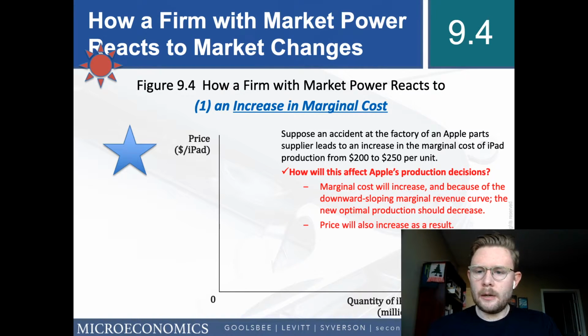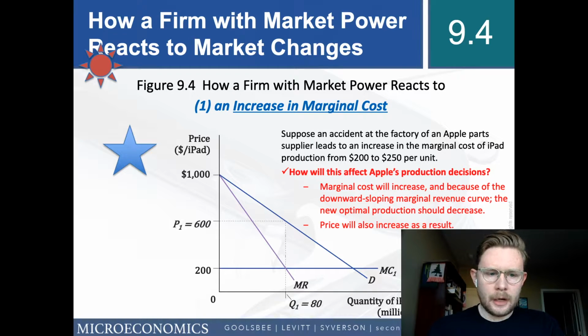First, marginal cost will increase. That's sort of stated there in the prompt, rising from $200 to $250 per unit. Because we're dealing with Apple, which has market power, they have a downward sloping marginal demand curve, and so the new optimal production should decrease and price will increase. Let's look at this graphically.